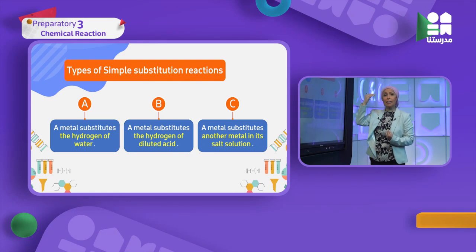In the CES I said that the metals are arranged with the strong one above. The metal below it is less active. So if there is competition between two of them, which one is the winner? The one above. When it enters the competition, it kicks the other out and replaces it in the chemical reaction. Let's see how. Let's go together.